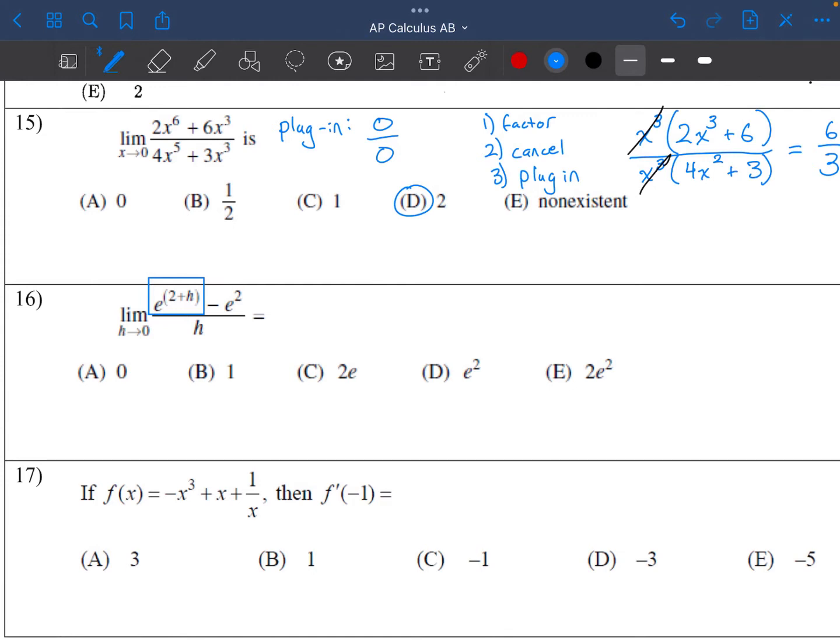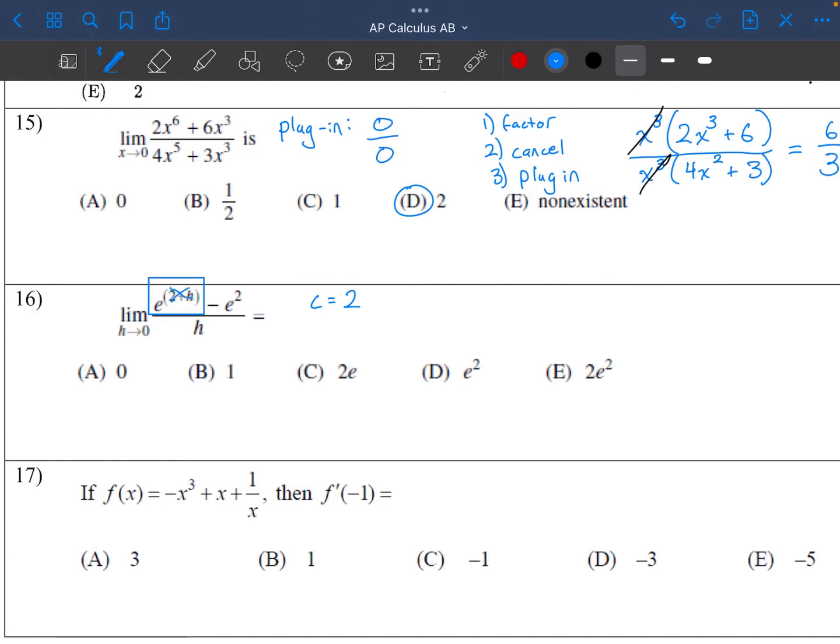Okay, so hot box rules, we say, what is being added to h? Well, 2 is being added to h. So that means our value of c is 2, the thing being added to h. Once you know the value that you're evaluating at, 2, then you can cross off everything with that h and change that into an x.